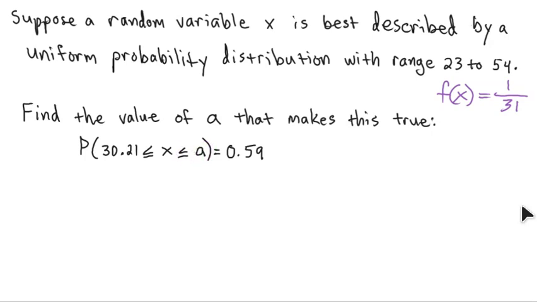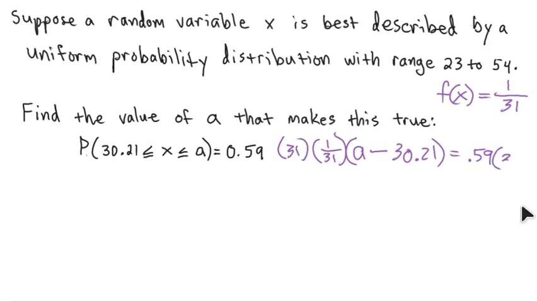So we know that A is a number larger than 30.21, and that the probability that X is going to be between these two numbers is 0.59. And so we're going to set up our formula here. We're going to do our PDF, 1 over 31, times the larger number A minus the smaller number 30.21 is going to be equal to the probability 0.59. We're going to cancel the 1 over 31 by multiplying by 31 on both sides.